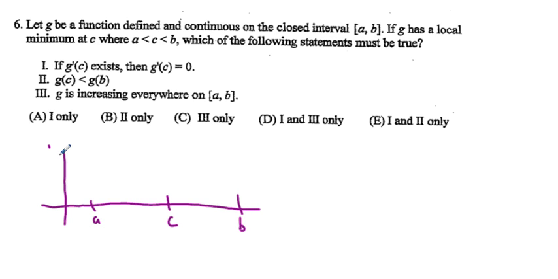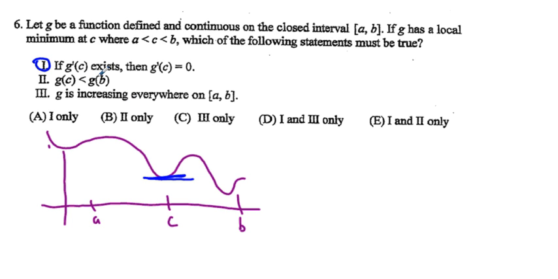Okay, so we don't know what the function will be doing, but we know at C there's going to be a local minimum, and then the function can go down like this, or we don't know what the function is going to do other than have a local minimum at C. So for the function to be continuous, we're going to have a horizontal tangent line here at x equals C. So G prime of C is going to have to equal 0. So 1 is definitely going to be right.